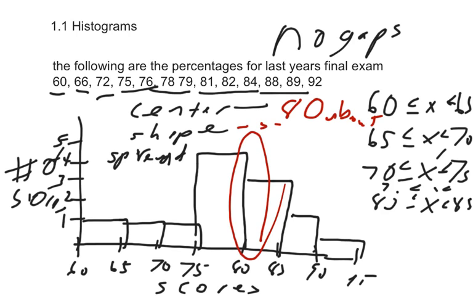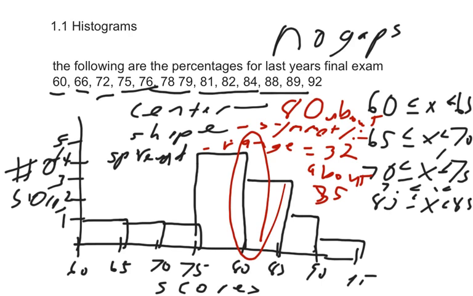Now the shape, and we'll talk about other shapes in a minute. This shape happens to be symmetric. And the spread here goes from about 60 to about 95. We know the range is exactly 32, because 92 minus 60 is 32. Or if we didn't have the numbers, we could say it's about 35, since we don't really know when looking at the histogram what the lowest and highest numbers are. We could look at the graph and say it's about 35, because it goes from about 60 to about 95.